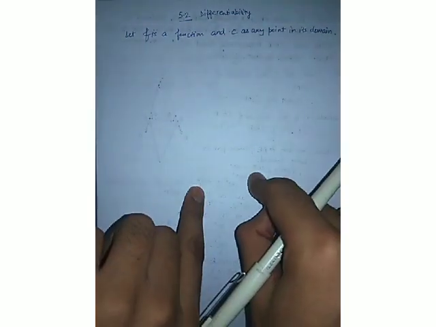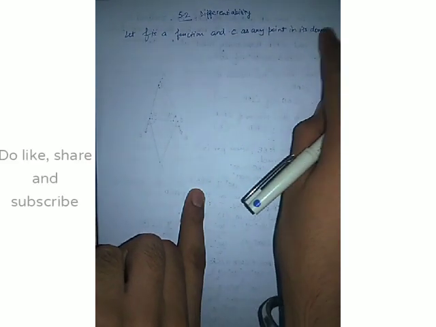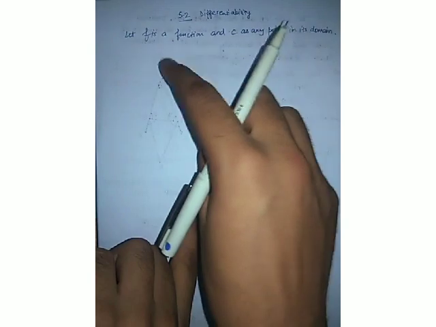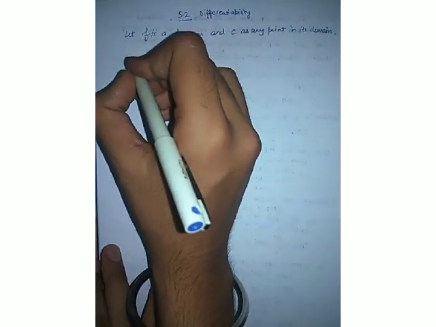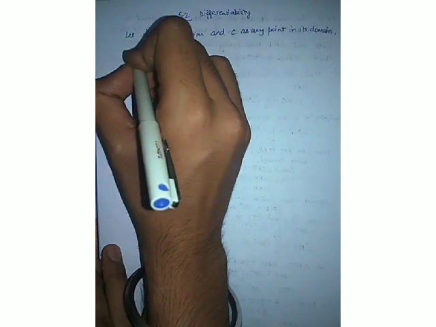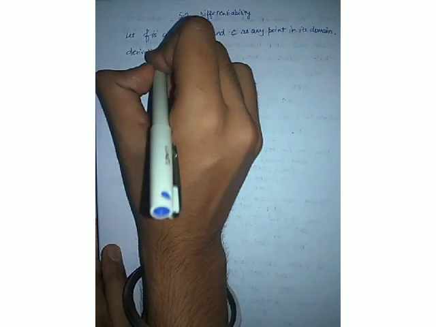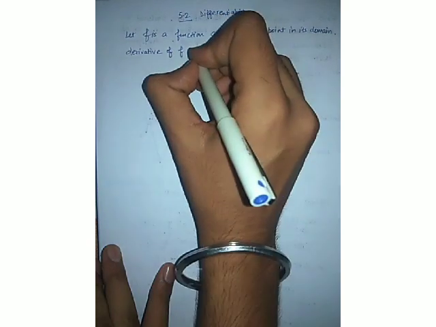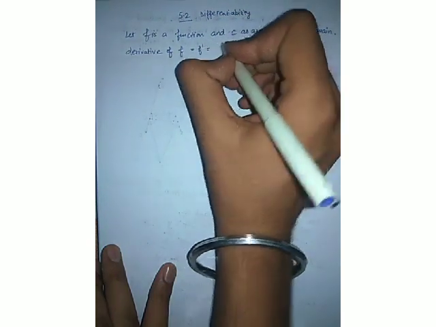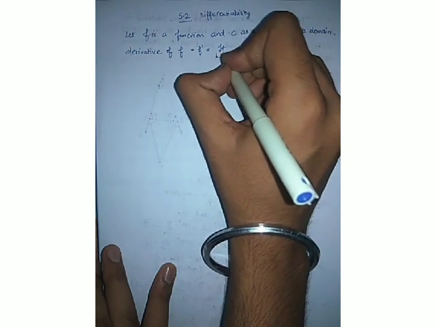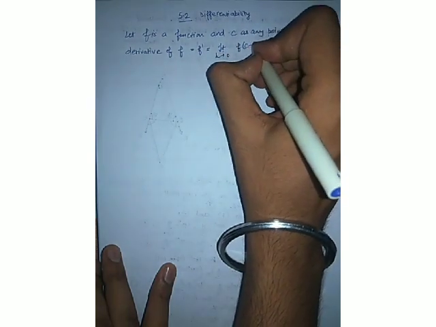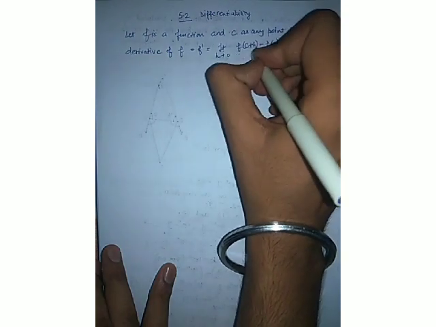In layman's language, we can say that the domain is the set of values that satisfy the function f. Consider c is any point in the domain of f, then the derivative of f will be defined by: f dash of c is equal to limit h approaches 0 of f of c plus h minus f of c upon h.